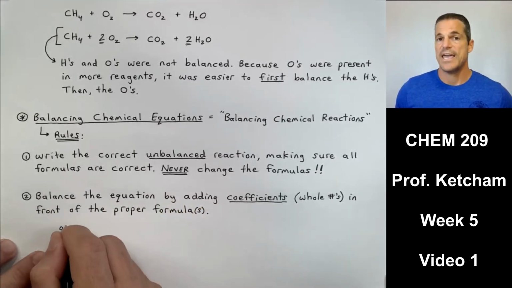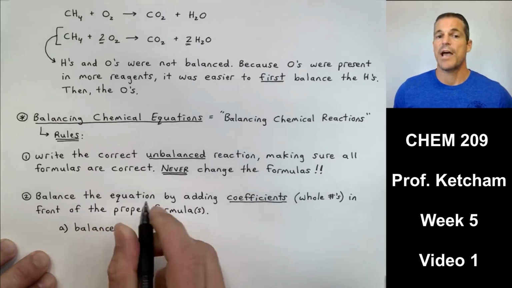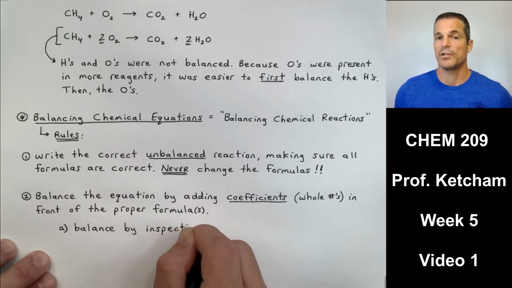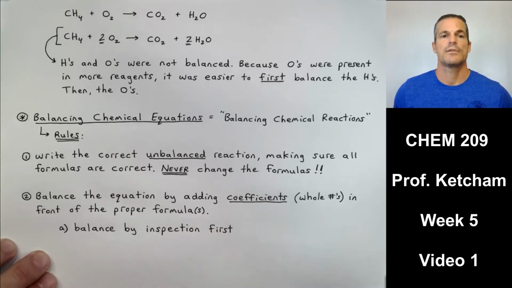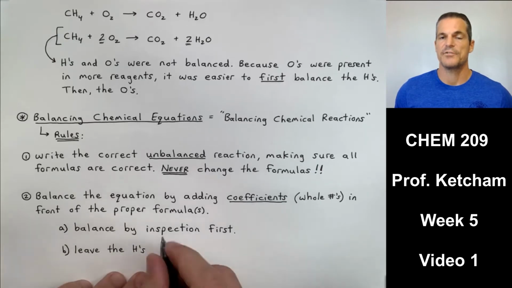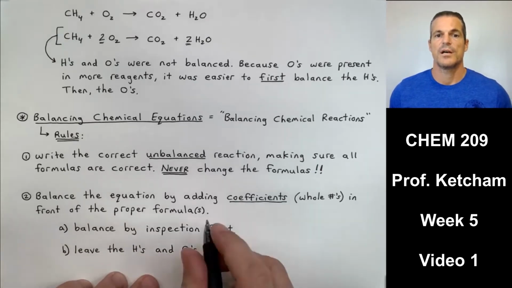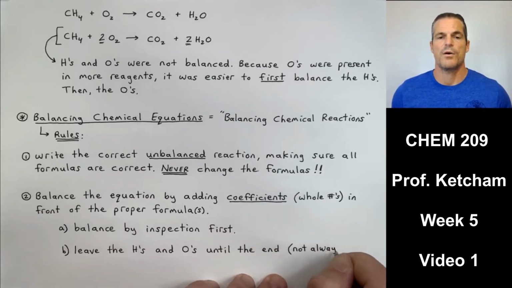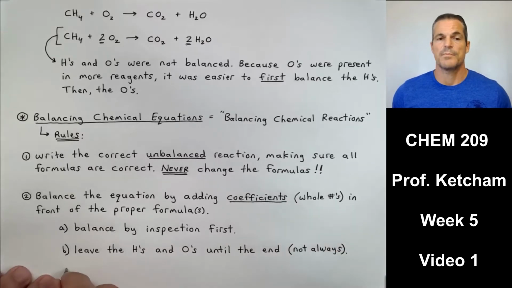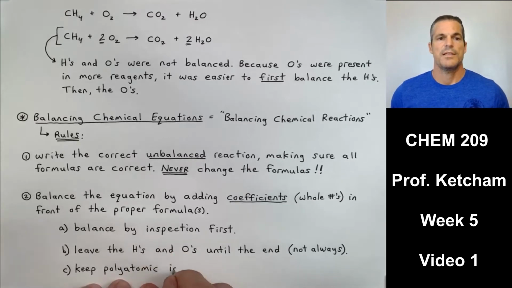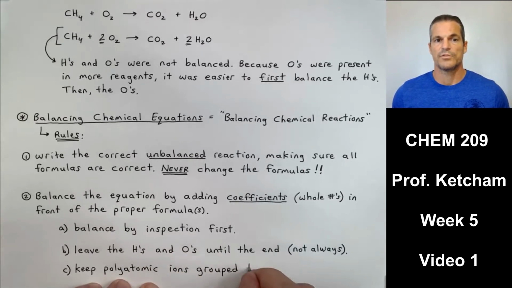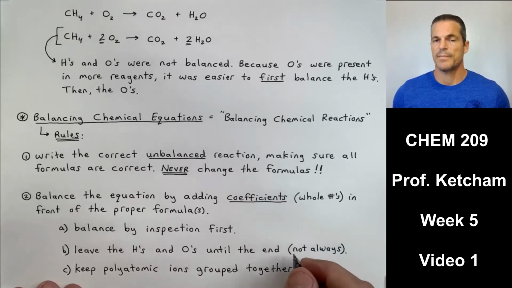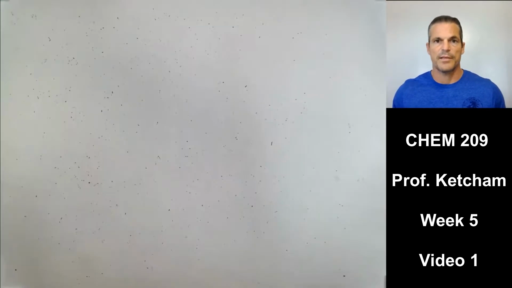Okay, so A, first thing we would do is you can balance sometimes just by inspection, just by looking at the reaction if it's simple enough. B suggests that we leave the hydrogens and oxygens until the end. And this is because they show up in so many of the compounds, okay? They're not always saved until the end, but by and large, we want to leave hydrogens and oxygens till the end if we can, all right? And then subset of rule number 2, letter C, keep polyatomic ions grouped together. Remember that big list of polyatomic ions?